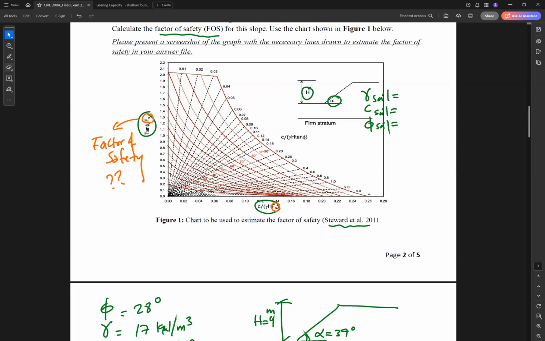To use this chart, we need to first of all find the value of C over gamma H tan phi, which is one of the values here. So we need to specify what is the value on this curve. Then can you see these red plots? Each red plot represents alpha. What is alpha? The angle of the slope. So using alpha and this value, we can find which point or which curve we need.